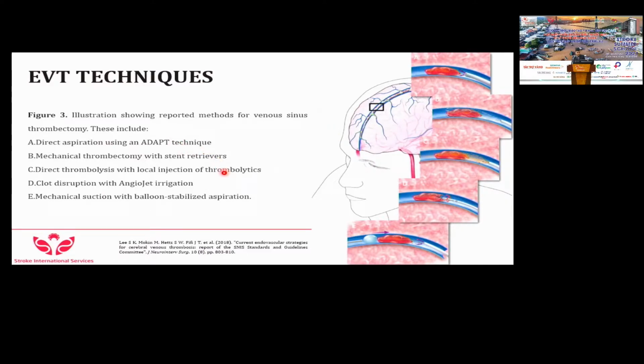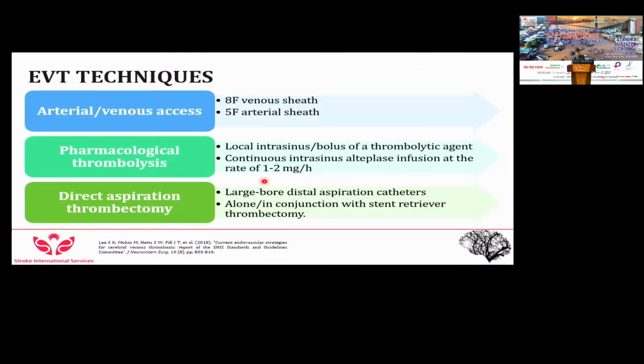The first one is direct aspiration using the ADAPT technique. The second is mechanical thrombectomy with a stent retriever. The third is direct thrombolysis with local injection of thrombolytic agents like rtPA. The fourth is clot disruption with AngioJet irrigation. And the final is mechanical suction with balloon-stabilized aspiration. So these are the 5 techniques we use in this case series.